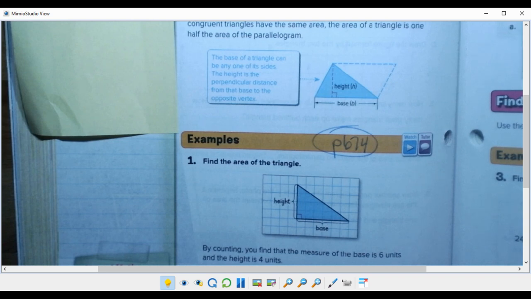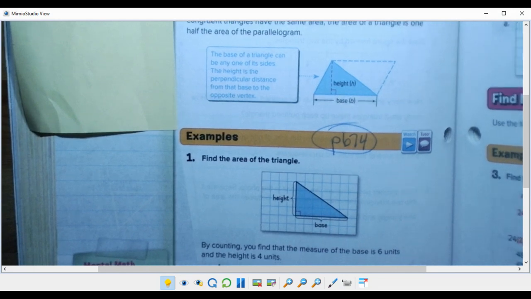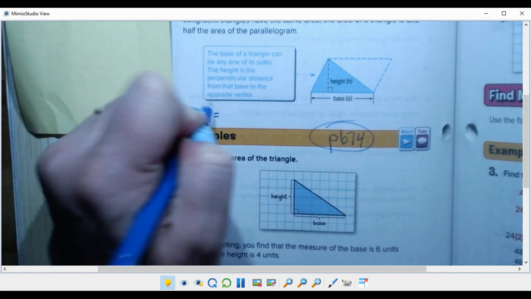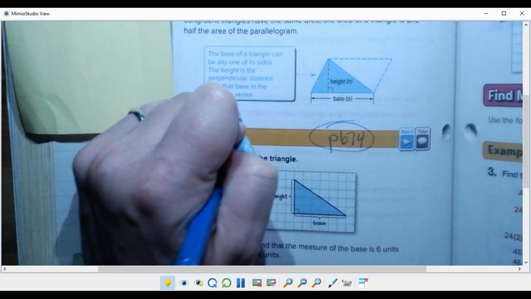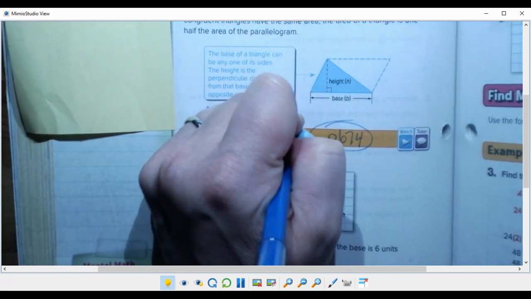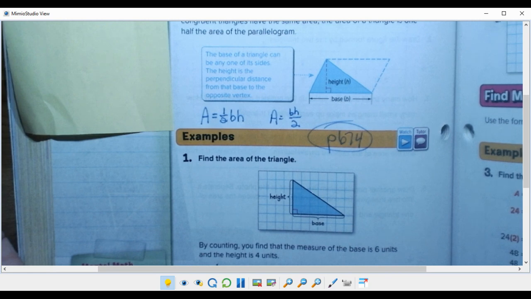So today we're going to talk about finding the area of a triangle. I'm going to start on page 674. The formula for area of a triangle is area equals 1/2 times base times height. Sometimes you'll see it written as base times height divided by 2. They both get you the same answer.